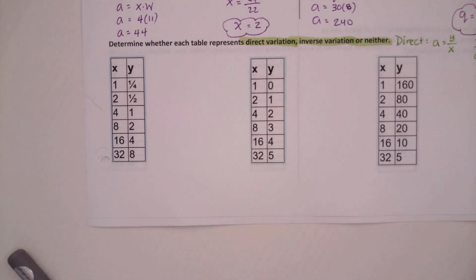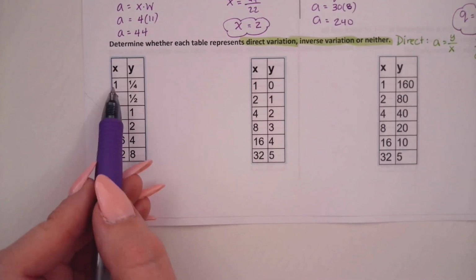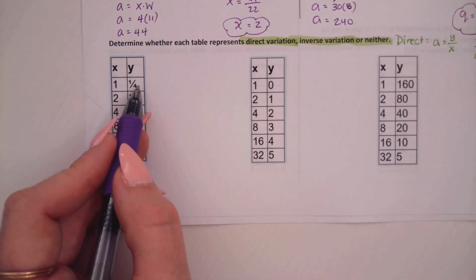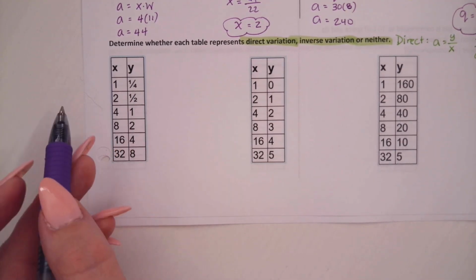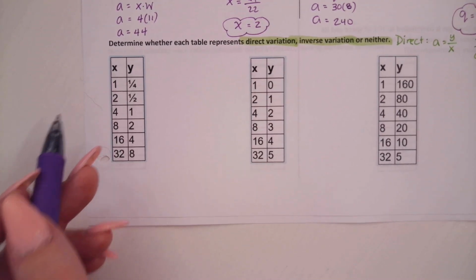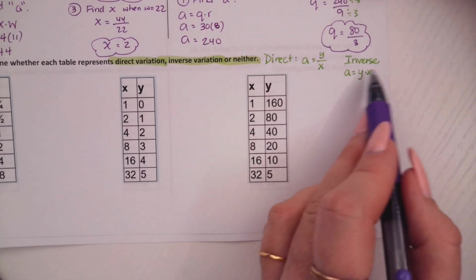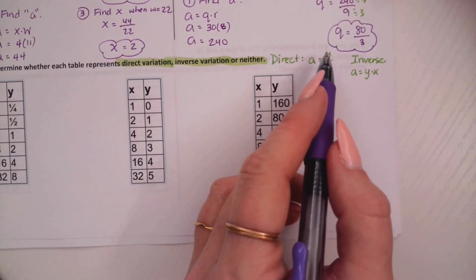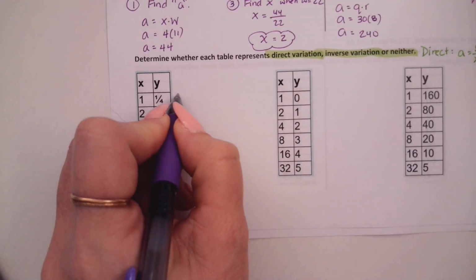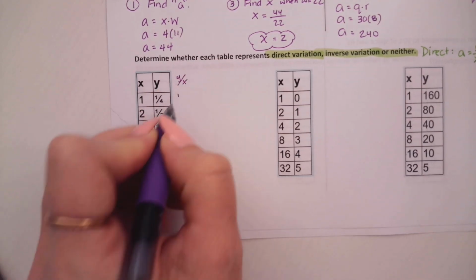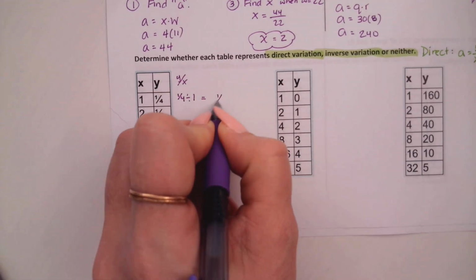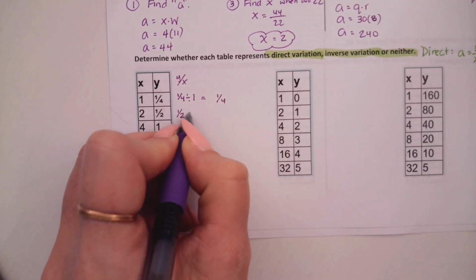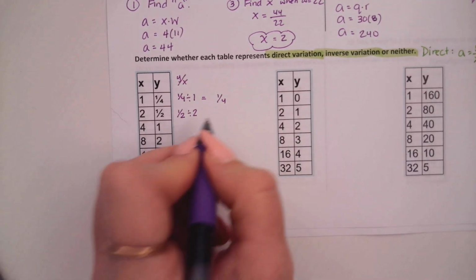All right, so looking first, I usually check the multiplying one first because it's easier for me to visualize. If I did 1 times 1/4, what do we get? 1/4. If I did 2 times 1/2, what's 2 times 1/2? 1. So already I know it's not the multiplying one, so it's not going to be inverse variation. So then next I'll check the y divided by x. So for the first one, it would be 1/4 divided by 1, which is 1/4. And then 1/2 divided by 2, 1/4.